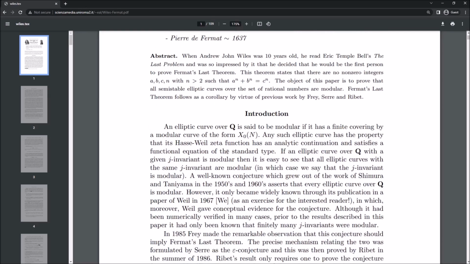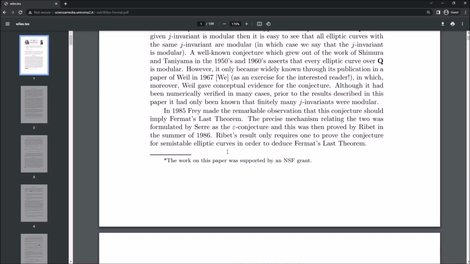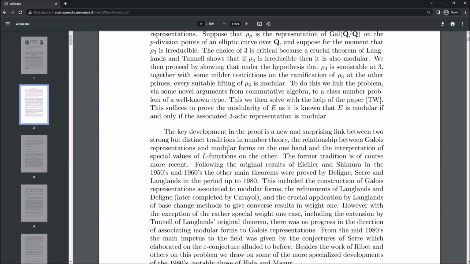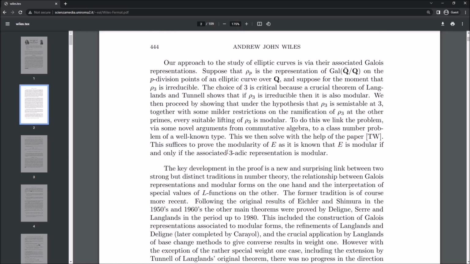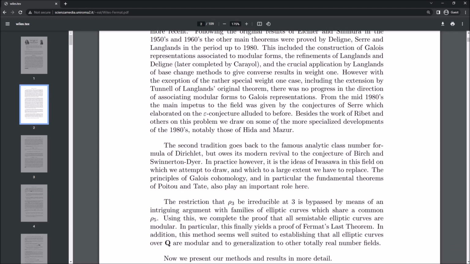Alright, now let's scroll down. Let's look for some real math. Alright. Galois representations. Okay, I don't know what that is. Let's just keep going.